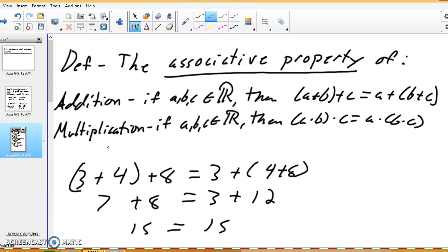Again, these are fairly intuitive ideas. We're just now putting names to something that we've always kind of talked about.